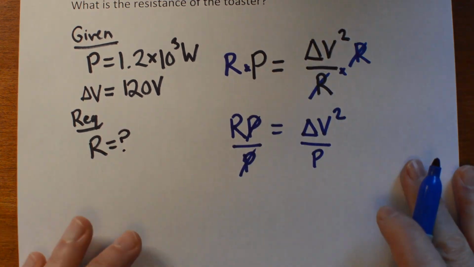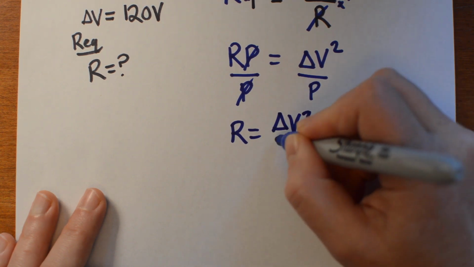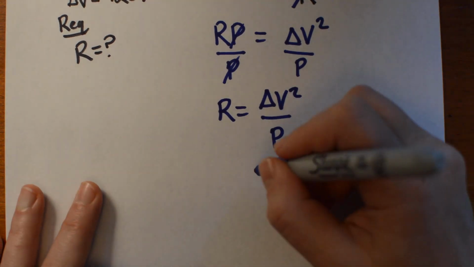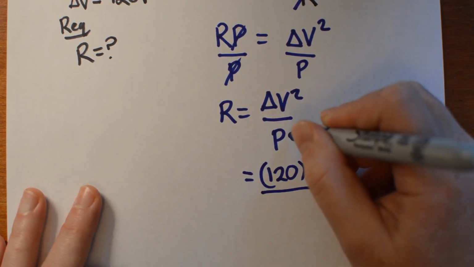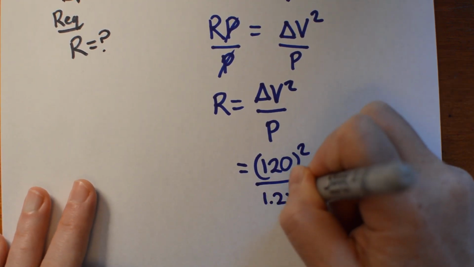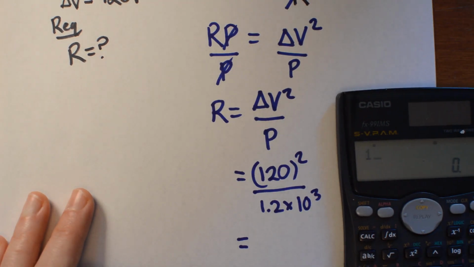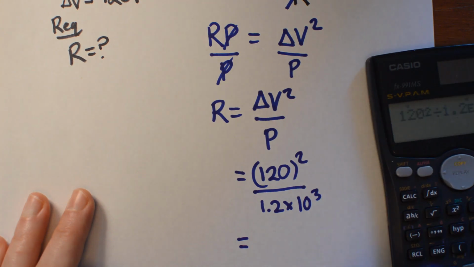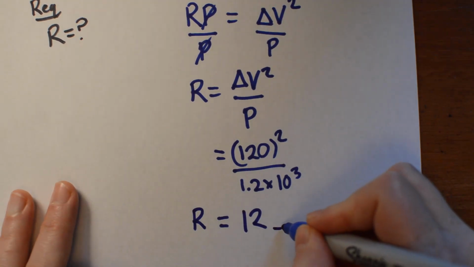That cancels out the power here, and we get a nice equation for resistance. It's just delta V squared over P. All right, let's plug in our numbers. So delta V is 120, so that'll be squared, divided by the power, which is 1.2 times 10 to the 3. Tossing that all into your calculator, 120 squared divided by 1.2 times 10 to the 3, that gives me 12. And the units of resistance are ohms.